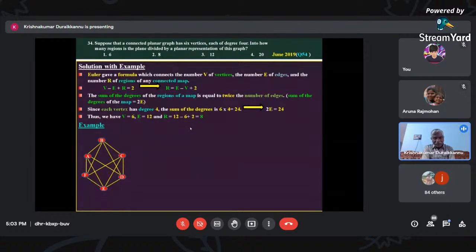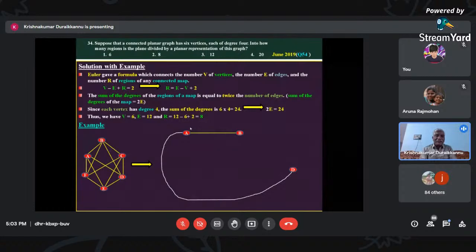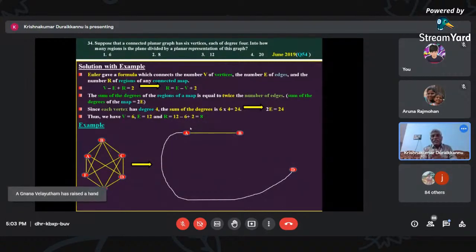F also has 4 degrees: F to A, F to B, F to C, F to E. That is, there are 6 vertices, A, B, C, D, E, F. Each vertex has degree 4, and that could be represented as a planar graph. A planar graph is nothing but a graph in which no edges cross each other, that is, it is drawn without crossing any edge.